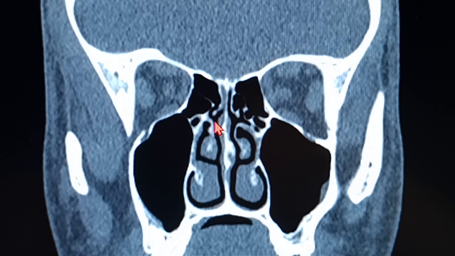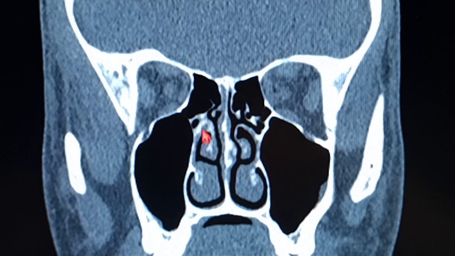And then you can see the middle turbinate now is attached completely somewhere else. It's not attached over here anymore. Now we are almost in the posterior part of the maxillary sinus. And you can see this is the middle turbinate. So inferior turbinate, middle turbinate, and that's the superior turbinate. All the three turbinates seen in one picture.